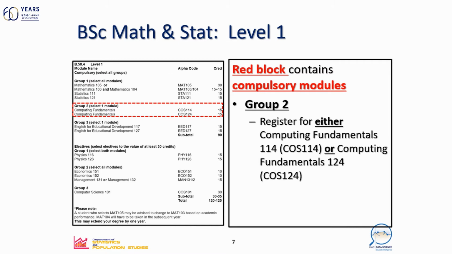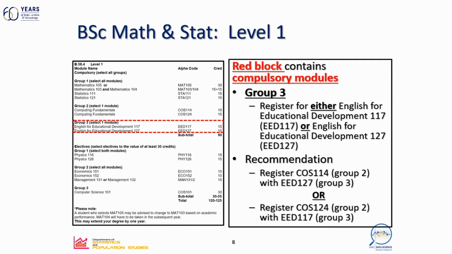In Group 2, you either have to register for Computing Fundamentals 114, which is offered in the first semester, or for Computing Fundamentals 124, which is offered in the second semester. In Group 3, you either have to register for English for Educational Development 117, which is offered in the first semester, or English for Educational Development 127, which is offered in the second semester. It is up to you whether you'd like to take Computing Fundamentals in the first semester, followed by English in the second semester, or whether you'd like to take English in the first semester and Computing Fundamentals in the second semester.